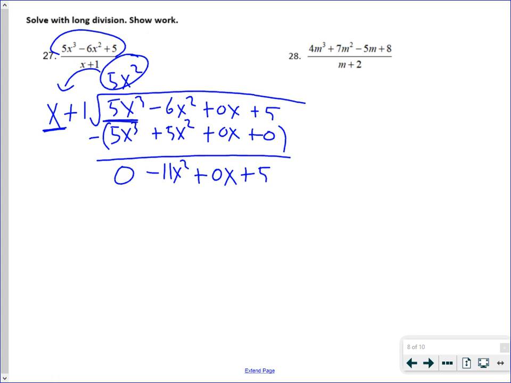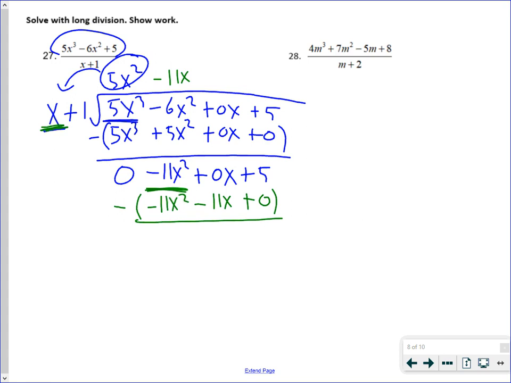Now we're going to keep doing the same thing. We're going to see how many times x over here goes into the first term in our latest polynomial. In this case, it's negative 11x squared. X times negative 11x gives us negative 11x squared. So we're going to multiply x plus 1 with negative 11x. We get negative 11x squared minus 11x. And I'm going to put a 0 right there as a little placeholder to remind me to drop down the 5. We're going to minus both polynomials.